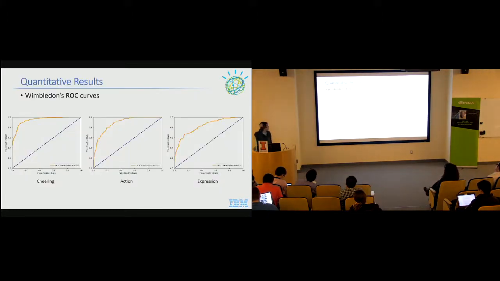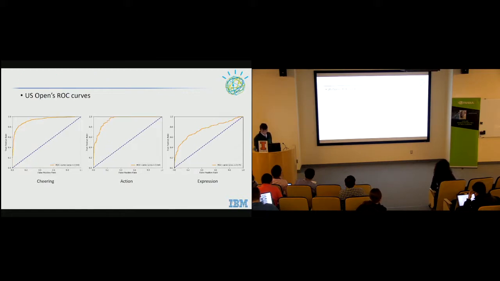So this is the quantitative results of our system. These are the ROC curves. For the Wimbledon tournament, we have the cheering, action, and expression ROC, which are respectively 95, 89, and 83. And we have a similar thing for the US Open tournament, which are 93, 94, and 75.